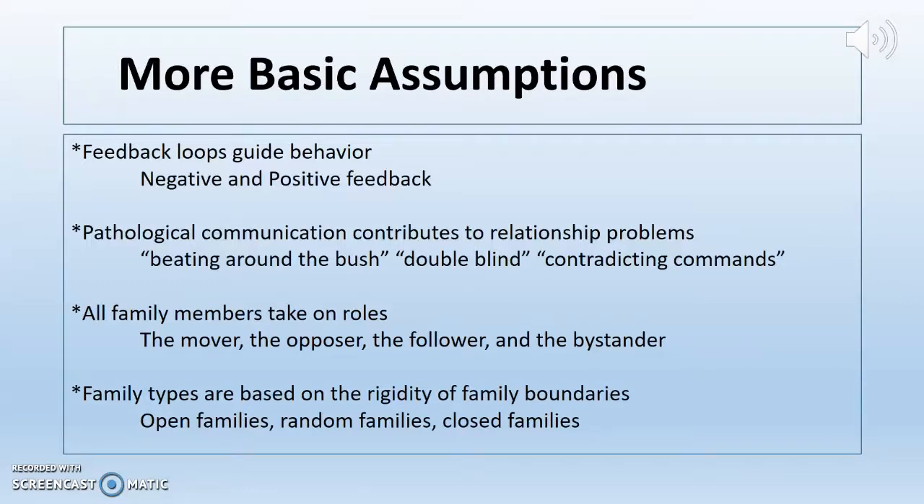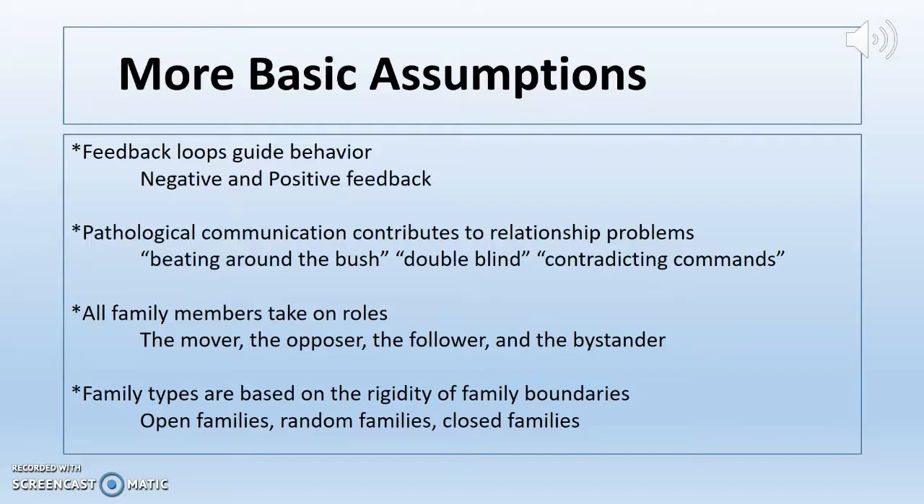Number 7 is the fact that all family members take on roles through recurring behaviors. One role is the mover. This is the person that initiates action. The opposer is a person who blocks the mover's actions. And the last is the bystander, who is passive and aligns with both the mover and the opposer so as to not create ripples. The last assumption is that families create boundaries.